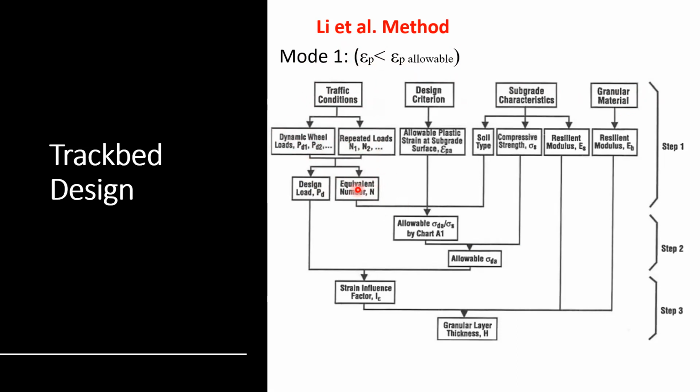Equivalent number is used when you have multi-purpose tracks where you have locomotives passing by, you have passenger trains, and you also have freight trains. So at that point, you need to do a little bit more digging to get an equivalent repetitive loading, considering how heavy and light each trip might be. And then your design criteria is your plastic strains. And from your plastic strains, you can decide on an allowable stress ratio.